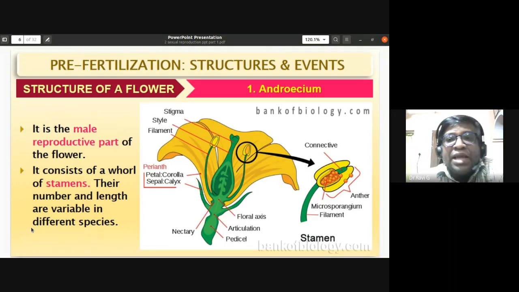The androecium is the male reproductive part of the flower. It consists of a whorl of stamens. The stamen number and length vary from species to species. You can see this stamen which has dithecous anthers with a filament. When you dissect that, you find that the pollen grains are found within this microsporangium. The pollen grains are called microspores. The anther lobes are called microsporangium.